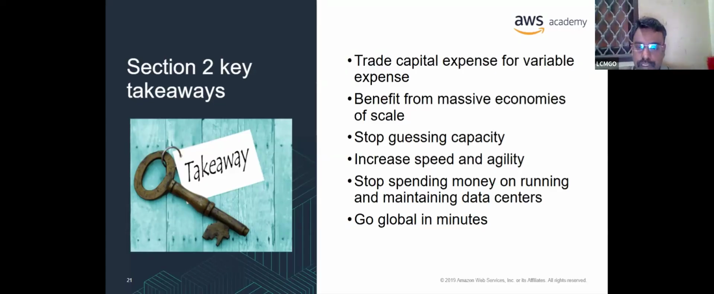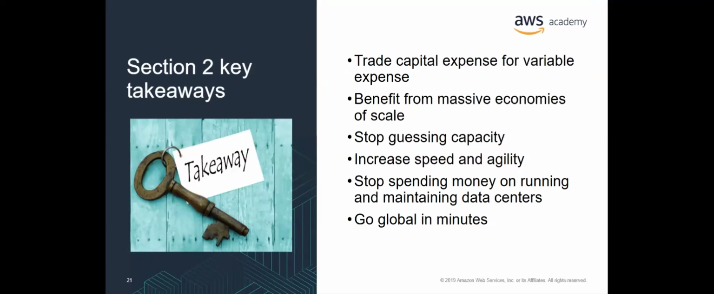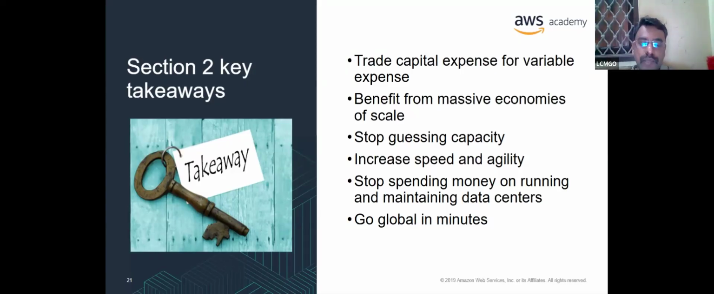Next, redundancy. What is meant by redundancy? Repetition. Yes, exactly. Multiple copies. AWS will always keep a backup copy. That's called redundancy. Redundancy means multiple copies.